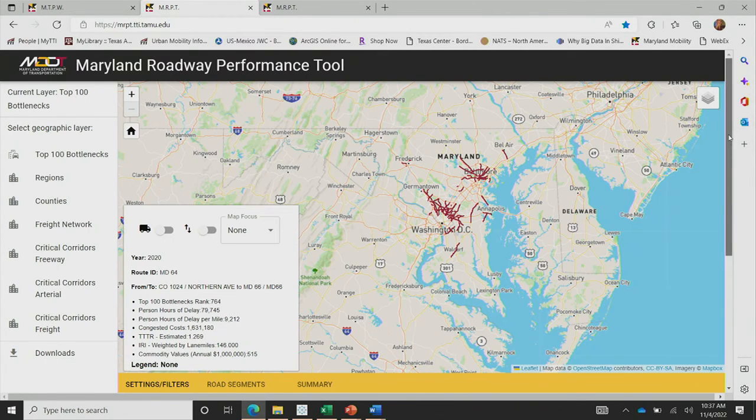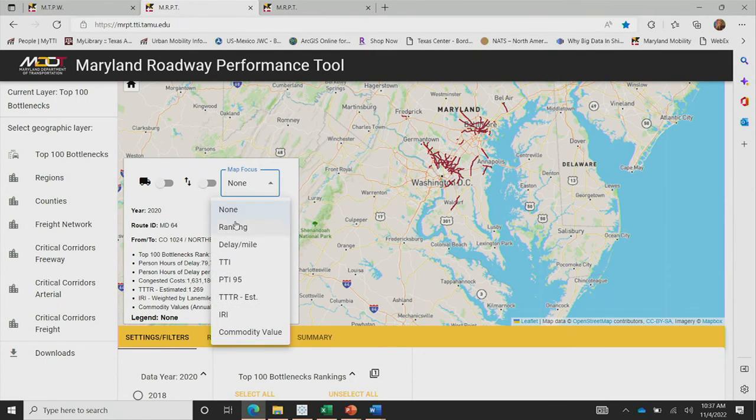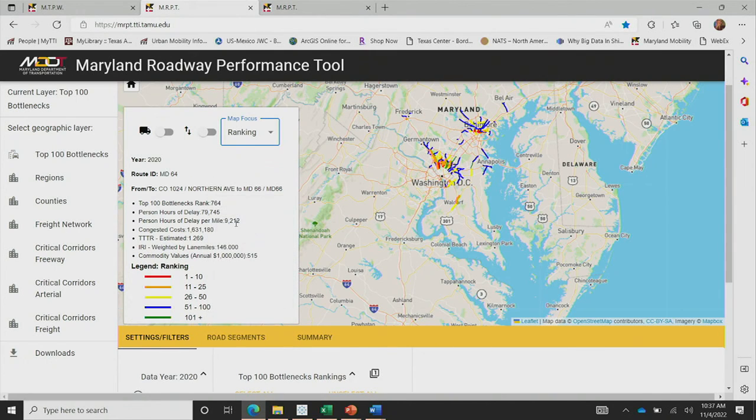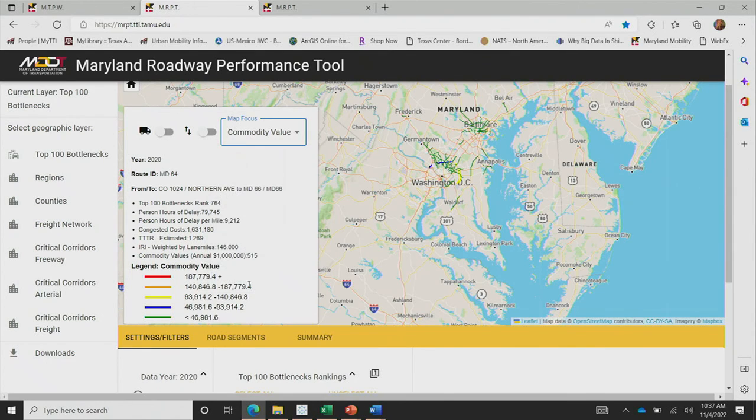When you're looking at the bottlenecks, one of the things you can do here is look at the map focus, and you can recolor these for ranking at just a click of a button. For example, we have these other measures in here. You can do it by commodity value, so you can see the segments with the highest commodity value. And I'm sorry this isn't zoomed in, but if you were to zoom in, you'd see that this section up here in 95 is extremely important.